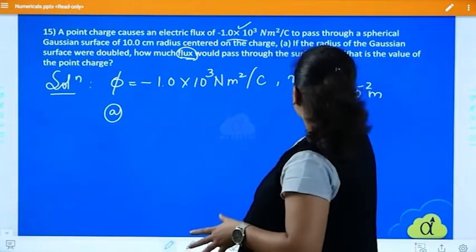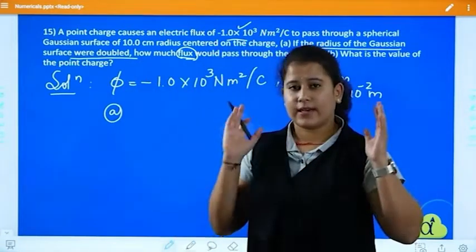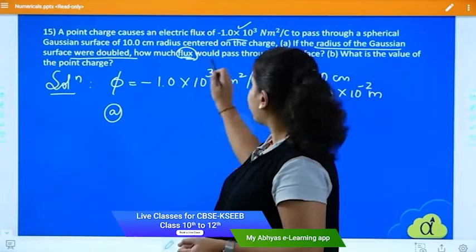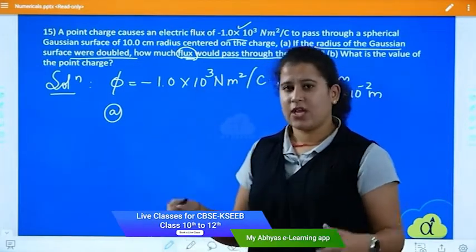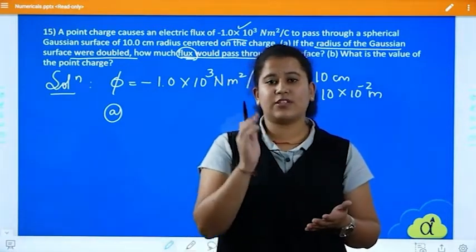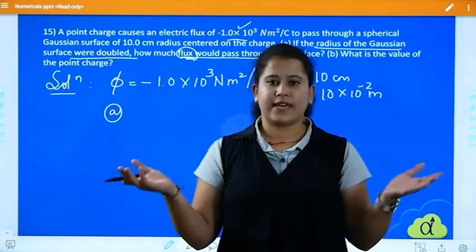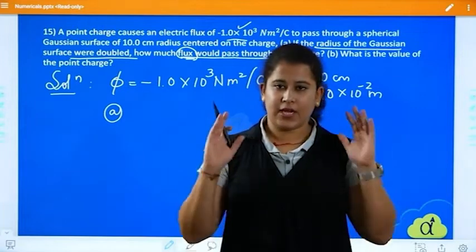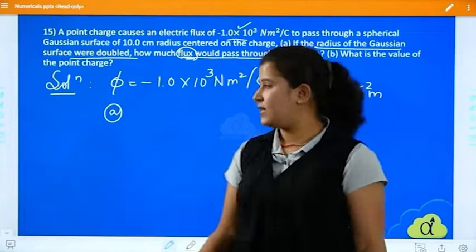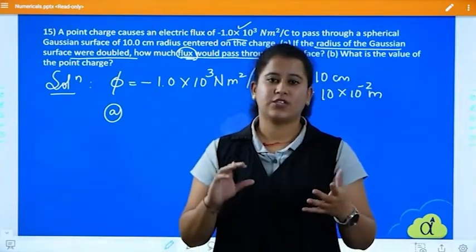Even if the radius is doubled, the flux completely depends on what? The charges. They have asked how much flux would pass through the surface, so flux is not related to the radius. The only thing is that the charges will be constant, so flux doesn't get affected. Whatever it may be, the surface may be doubled or tripled, if the charges are constant, the flux doesn't change.